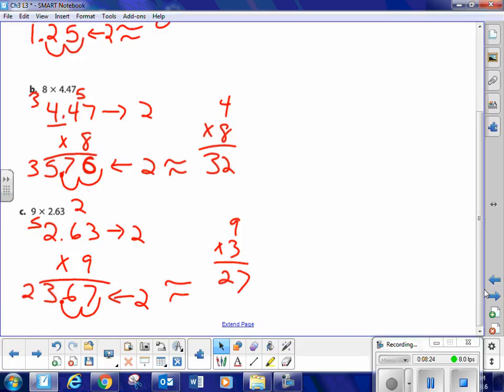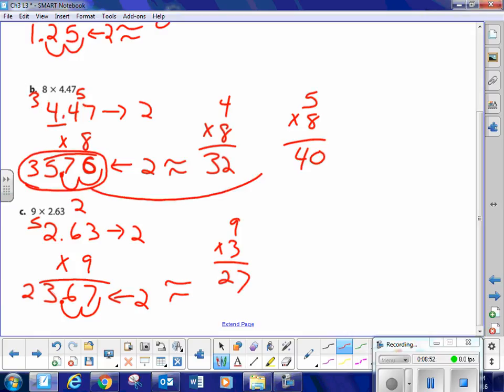And up here on B, we got 35.76. And we took 4 times 8, which is equal to 32. It should be more than 32, but it really shouldn't be too much more than 32. And 35 is about right, right? So really, if you wanted to double check over here, 5 times 8 is 40, all right? And this number here should be between 32 and 40.